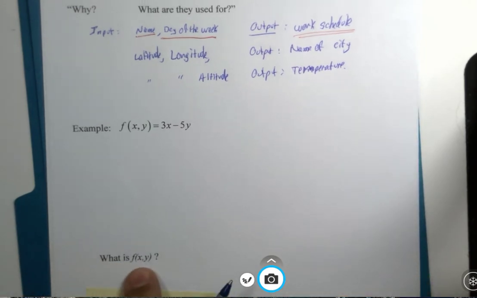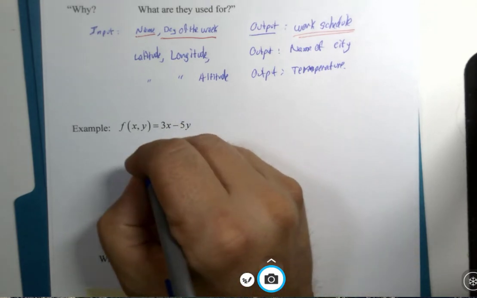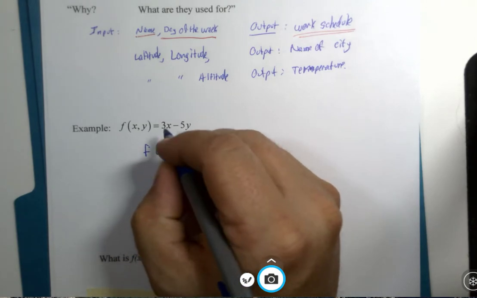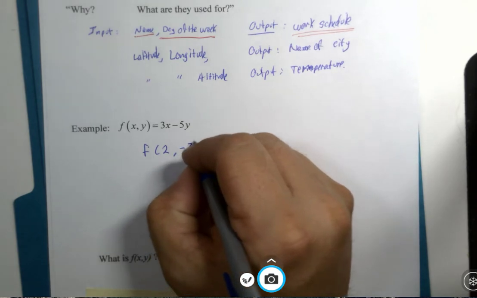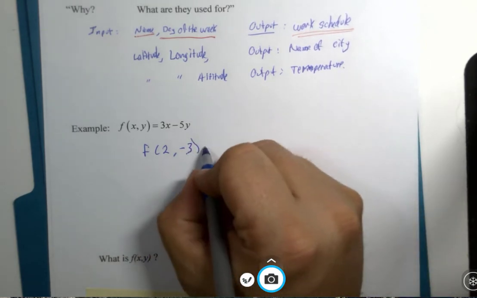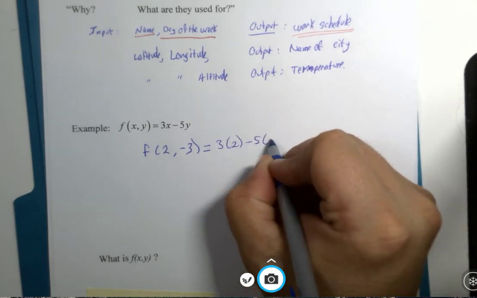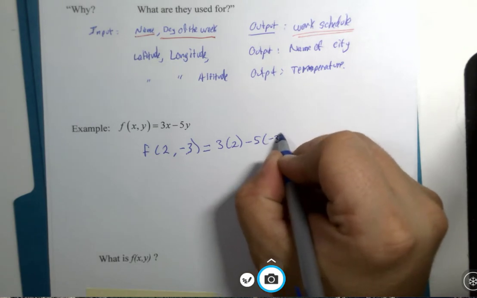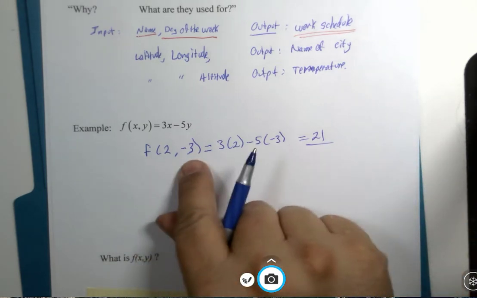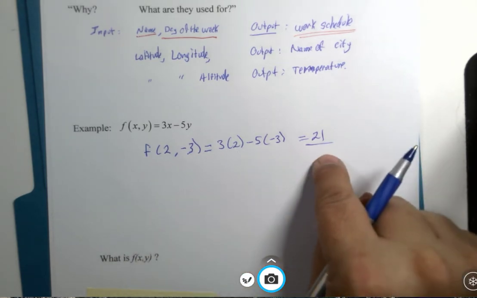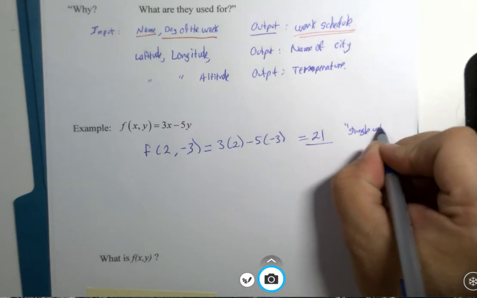A little teaser at the end here. If I were to do the very basic concept, so for instance, what is f of 2, negative 3? This would be a substitution. 3 times 2 minus 5 times negative 3, 15 and 6. That would be 21. So we started with 2 pieces of information that went in, and we got a single value out.